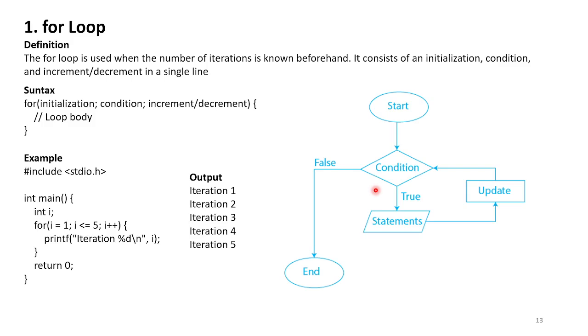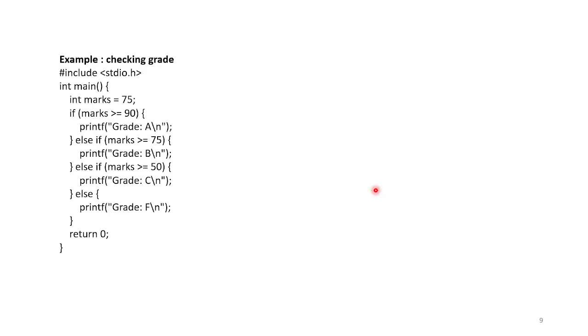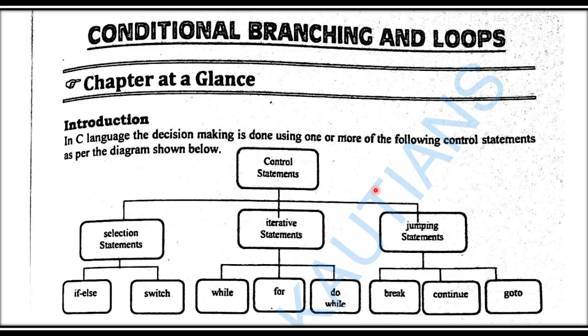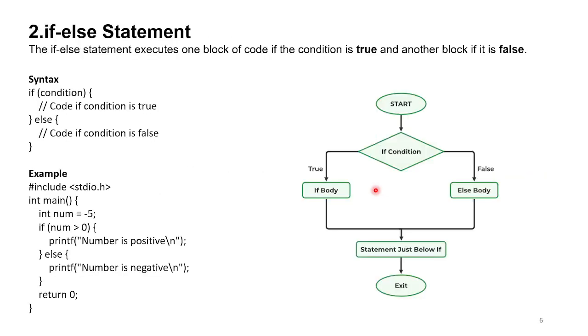So that's all about today's video about the conceptual part of iterative statements, and in the next video most probably we are going to do, in day 3, the jumping statement concept, an example about how to use it. Okay, jumping statement we are going to discuss in the next video. So if I give you a brief introduction, jumping statements include break, continue, and goto. Okay, that thing.